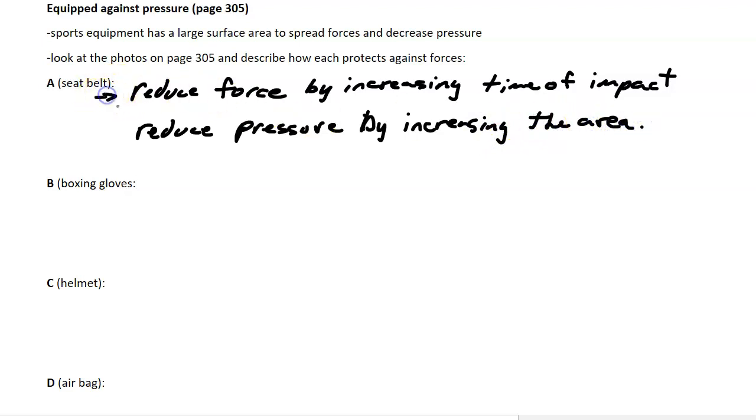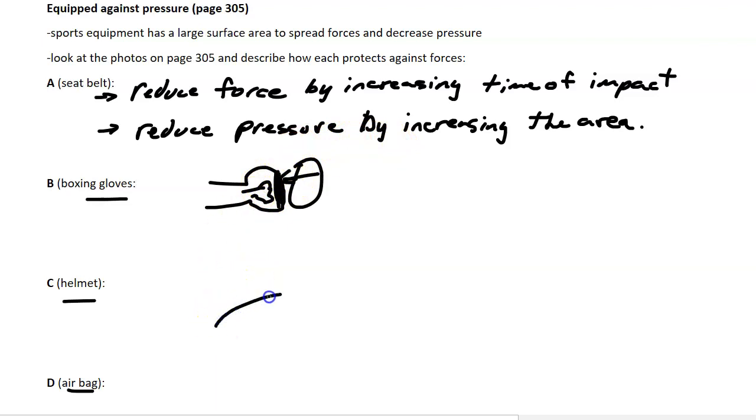So first thing, we're trying to reduce the actual force, and second thing, we're going to increase the area, thus reducing pressure. In fact, pretty much all of these devices work that way. In the case of a boxing glove, rather than hitting, the boxing glove is going to compress a little bit, which is going to increase the amount of time. And all of this area here, rather than just the fist inside, is going to actually increase the area, thus reducing the pressure.